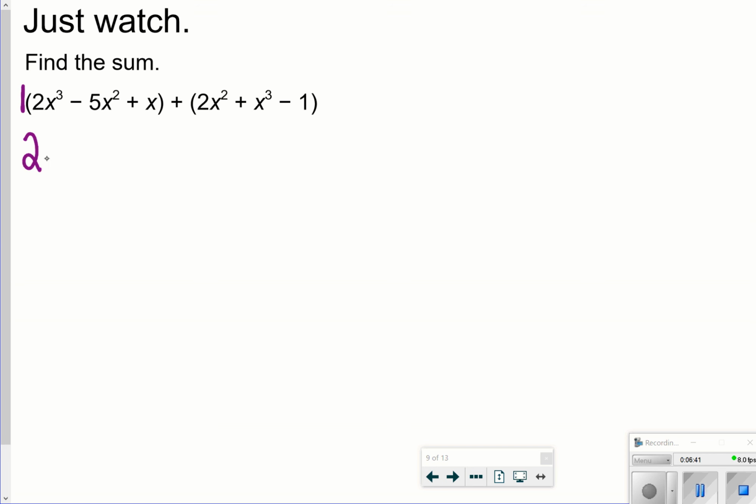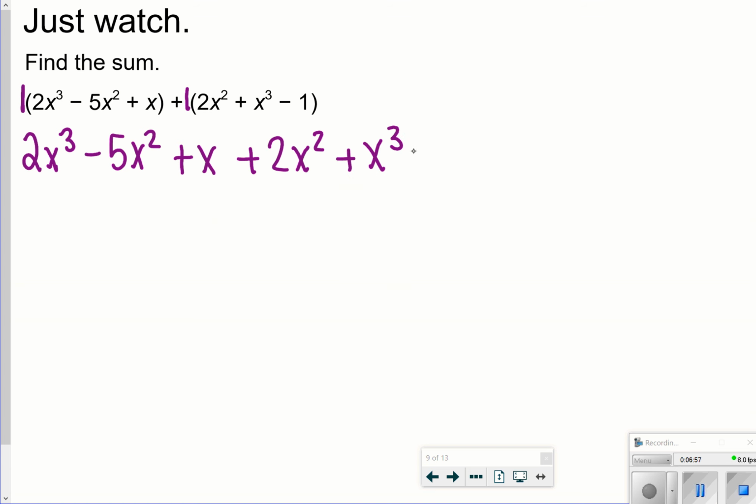So that means I'll have 2x to the third, still a minus 5x squared, and still a plus x. Same thing for here. I'm distributing a positive 1, so I'll have a plus 2x squared again, a plus x to the third, and still a minus 1. Now that I've done distributing, I'm going to go ahead and combine like terms.